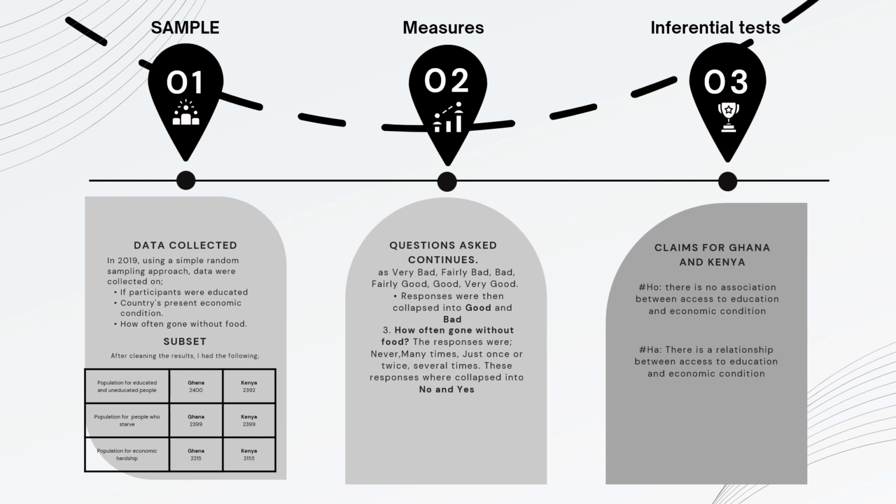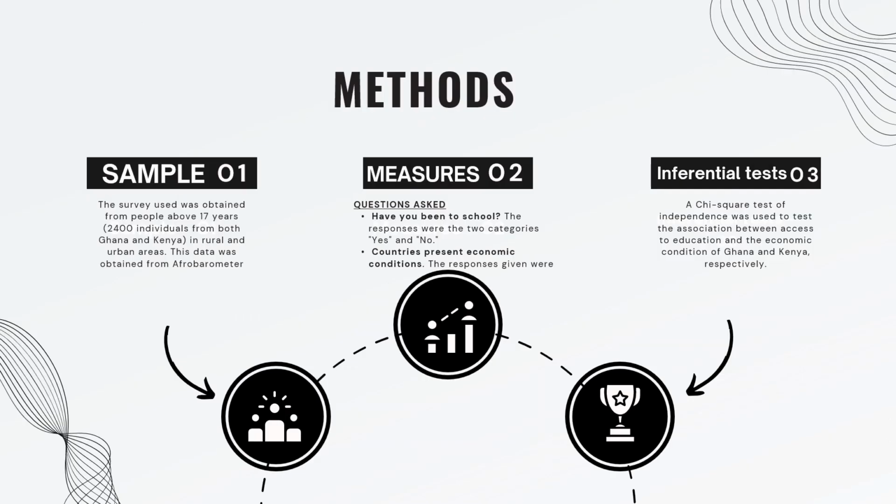This data was collected in 2019 using the simple random sampling approach to find out how many people were educated, what they thought about the present economic condition, and how often they went without eating. From the data collected, I found that it needed to be cleaned, and from how I cleaned it, the sampling reduced, and in the subset, that's how I arrived at the new sample.